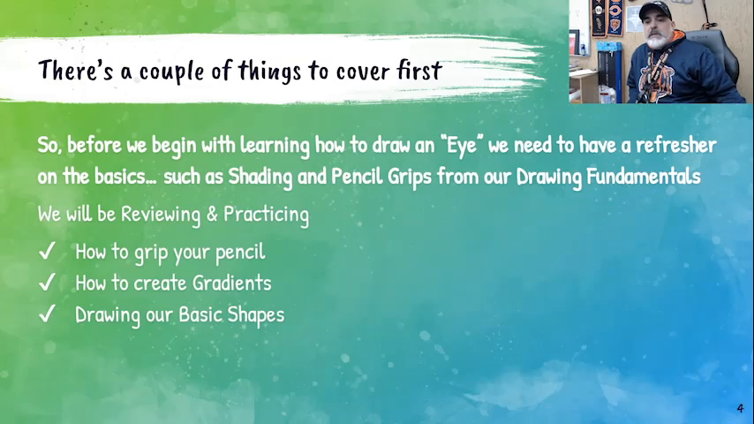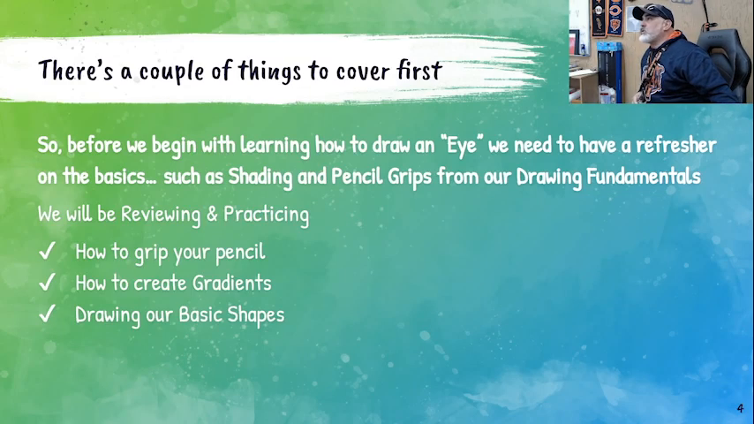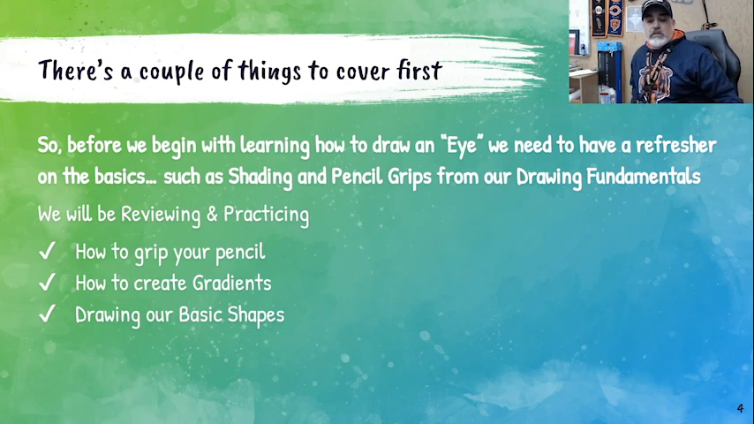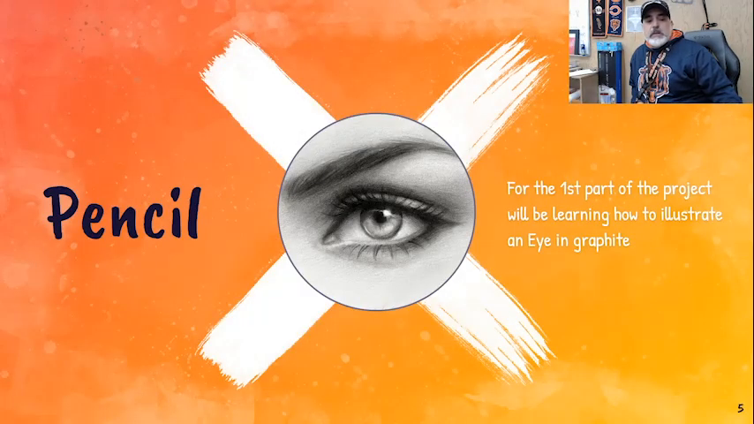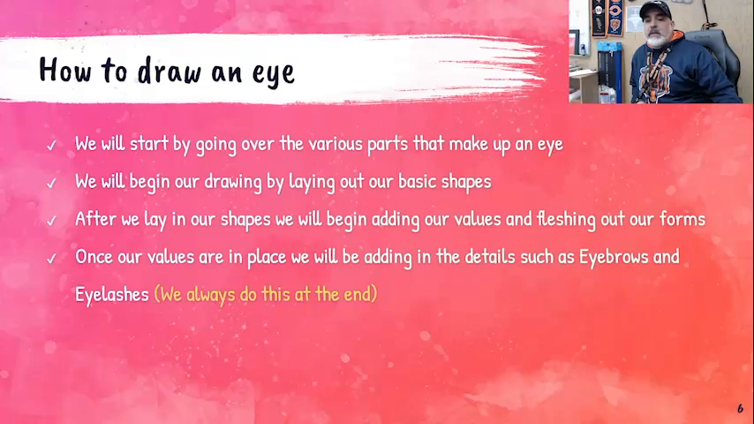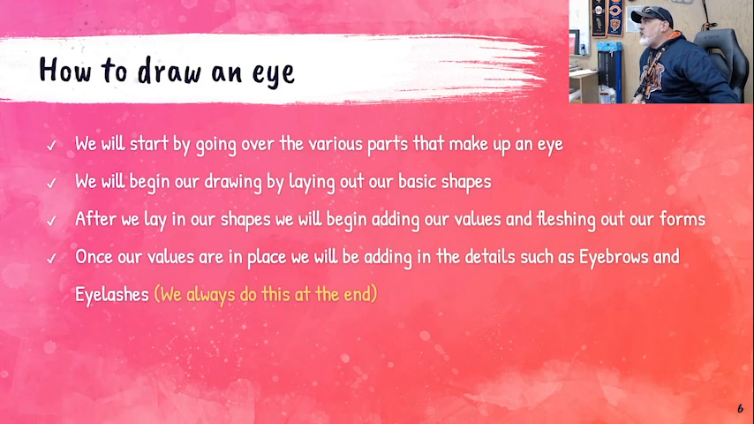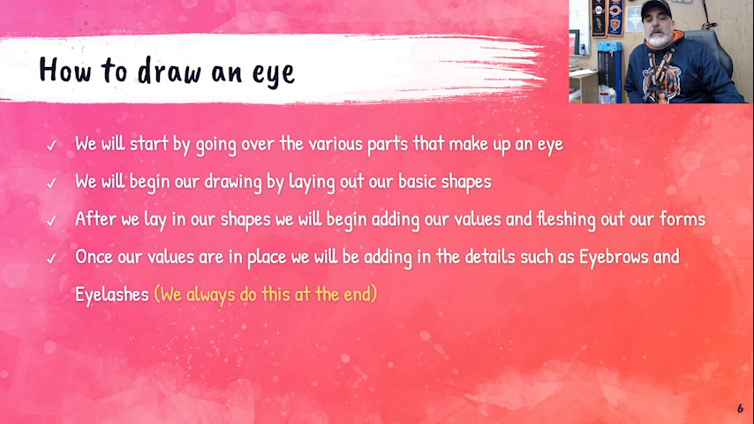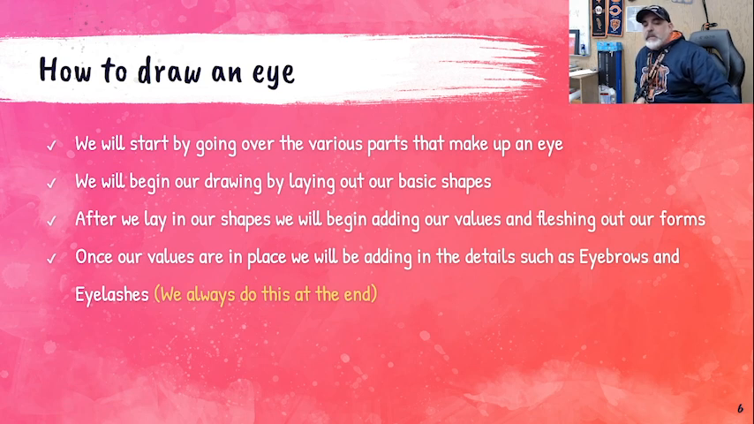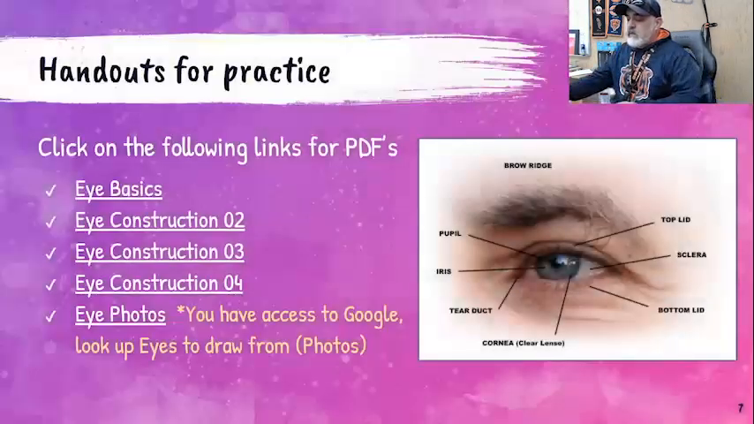A couple of things to cover first. We will go over some drawing fundamentals and holding the pencil. I will do that as we're taking notes. Our first part of the project, learn how to illustrate an eye in graphite. We're going to go over the various parts of the eye. We'll begin drawing by laying out our basic shapes. After we lay in our shapes, we'll be adding values and fleshing out our forms. Once our values are in place, we'll be adding details such as eyebrows and eyelashes. Eyelashes are the very, very last thing that we do. Okay.